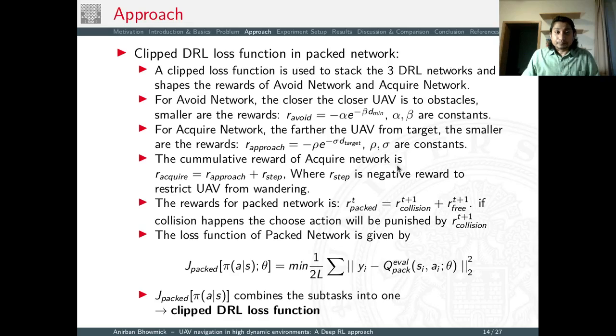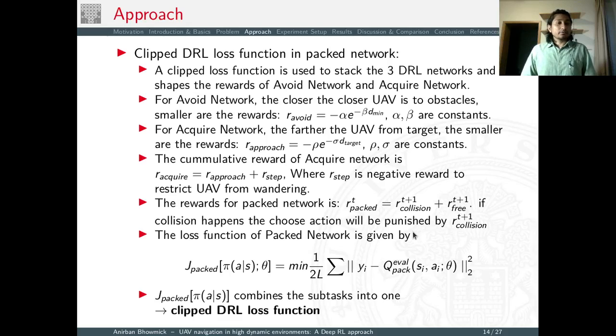Finally, we also add another component into the acquire network, which is known as R of step. The R of step is a reward which is to prevent the UAV from exploring too much and wandering into the environment. So these two components finally form the reward of the acquire network. And then we have the reward for the pack network, which is given by R of collision and R of free. Whenever the UAV chooses an action and a collision happens, it will be punished by the reward known as R of collision.